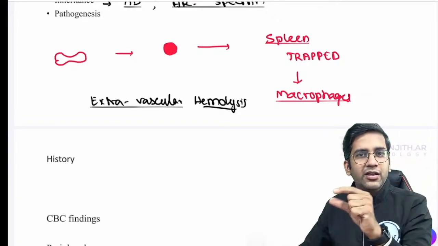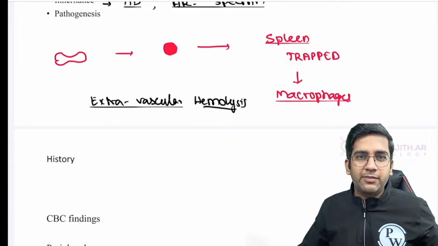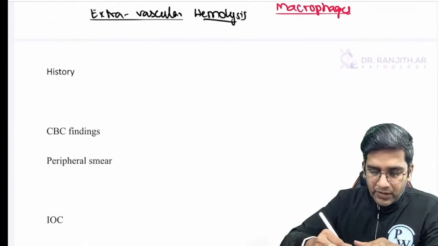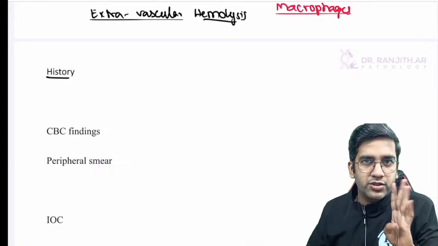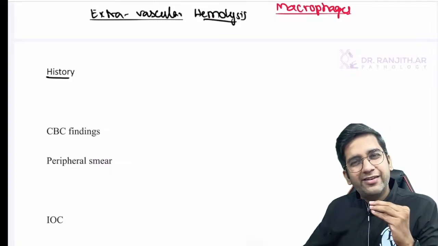Normal becomes spherical, goes into the spleen, gets trapped, eaten by the macrophage. That's all, right? Now let's go to history. Diagnosis starts with history, CBC, peripheral smear, investigation of choice. One word is enough for me, but we can write more than one word.